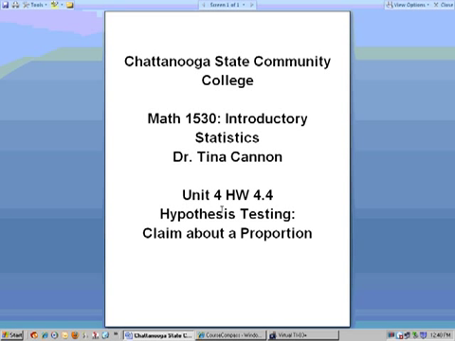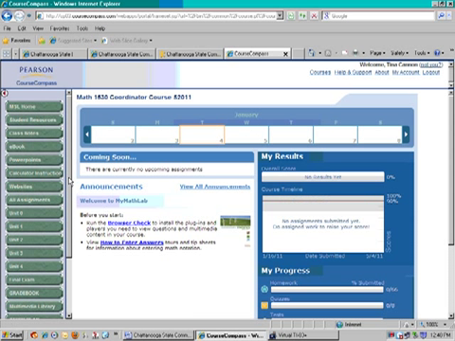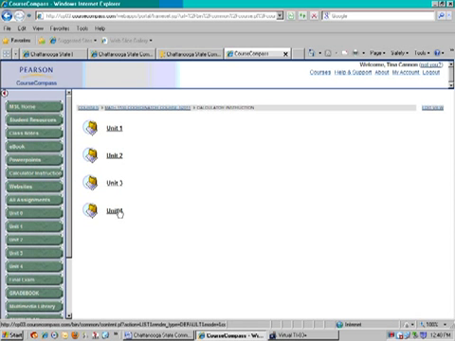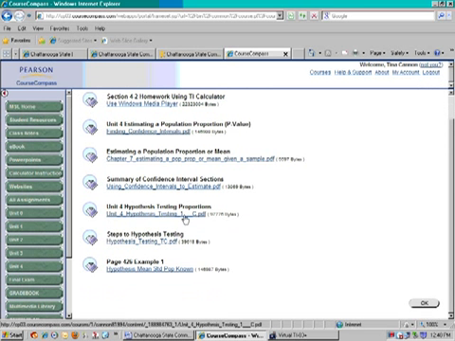In this segment, we're going to be looking at hypothesis testing, how to use the TI calculator to test a claim about a proportion. And what we want to do is look in the course, and use a handout from calculator instruction in Unit 4. And we will go to hypothesis testing proportions.